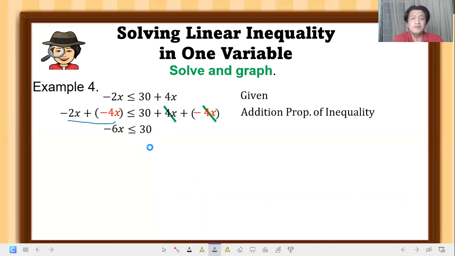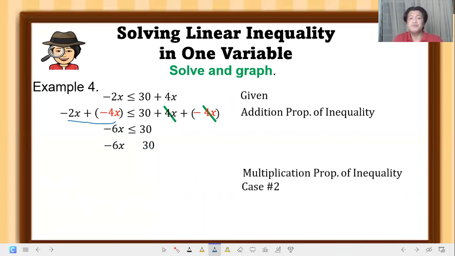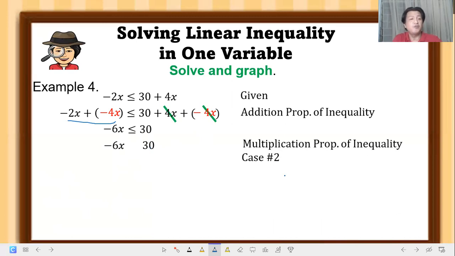How are you going to remove? Using the rule, multiplication property of equality. But take note, case number 2 pa rin tayo. Ano ang sabi sa case number 2? If you're going to multiply any negative number on both sides of the inequality, you're going to reverse the inequality symbol. If the given is less than or equal, magiging greater than or equal na siya because of the rule number 2. Then you can now multiply by the reciprocal of negative 6 or simply shortcut natin, divide na lang natin both sides of the inequality by the negative 6.